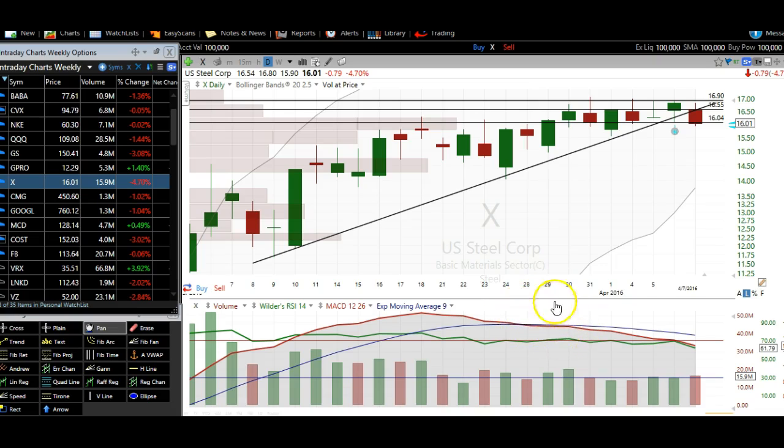a MACD that crossed over bearish a while ago and has been trending down as X has been kind of hanging around up here. So it was losing steam. Okay.